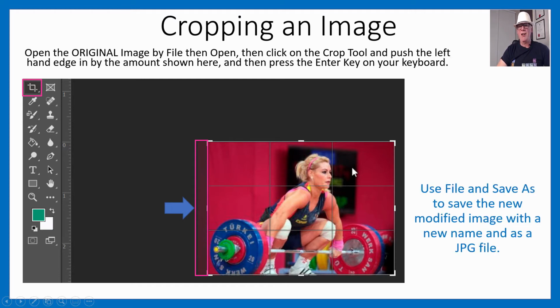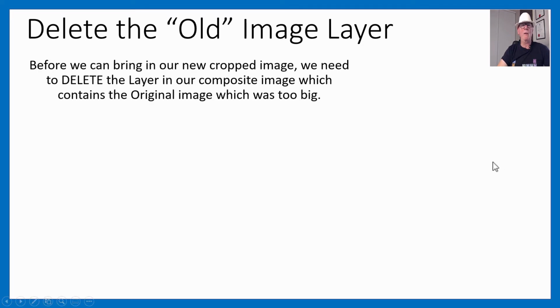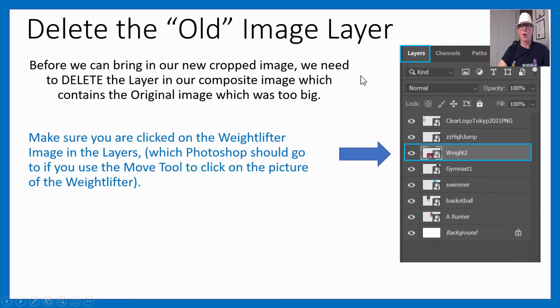Now we need to go File, Save As, and save this as Weightlifter New, or Weightlifter number 2, or something like that, so you know what it is. And we've got to take the old weightlifter image out of our stack and put this new one in. So how we do that, before we can bring in the new cropped image, we need to take out the old one. Now here's the old one here. It was called Weight 2 originally. It's the original version, right? So you need to go in the stack of layers where it is and click on it to make sure it's the highlighted one, the active one, all right?